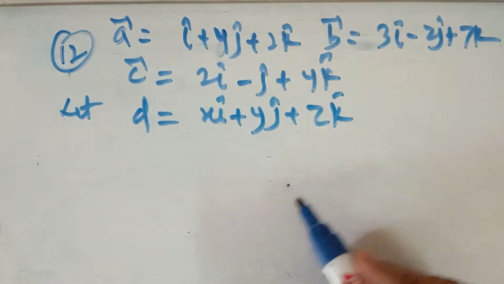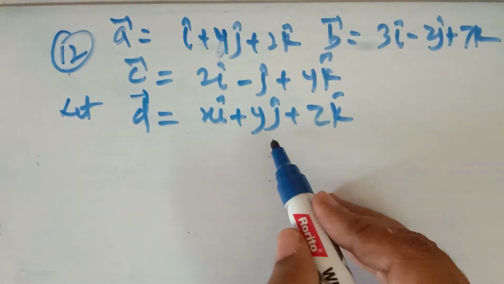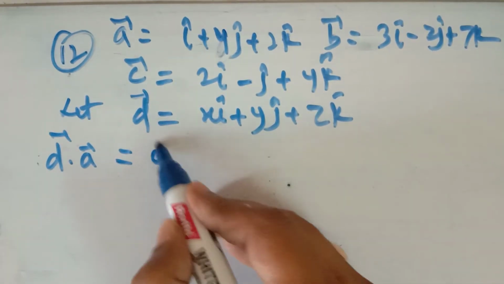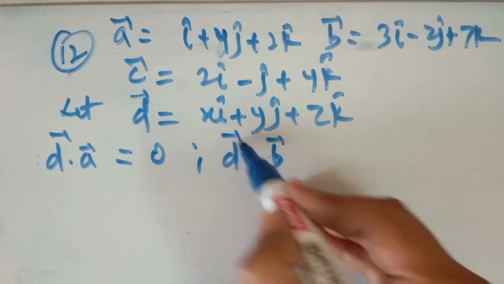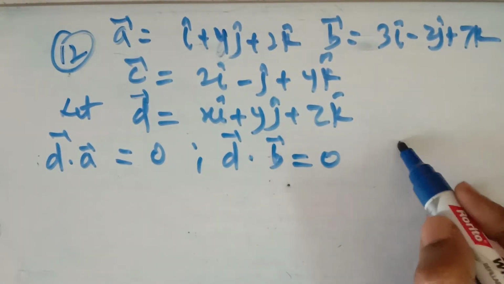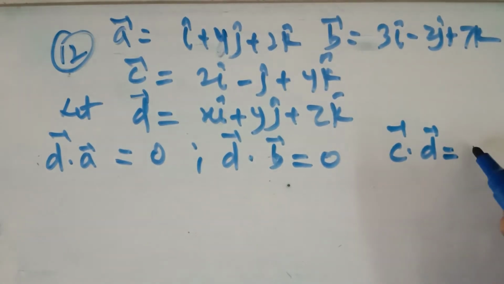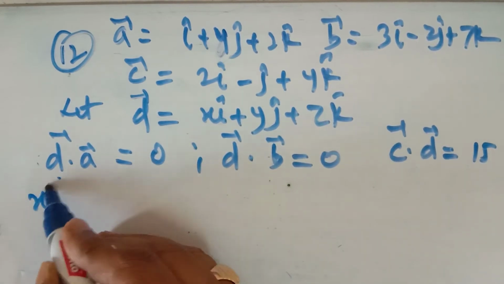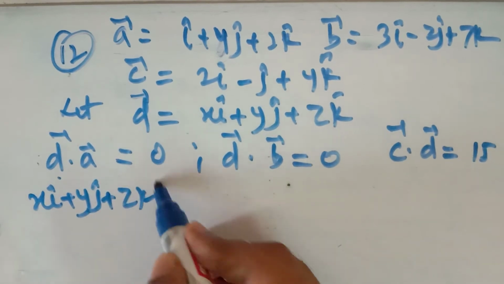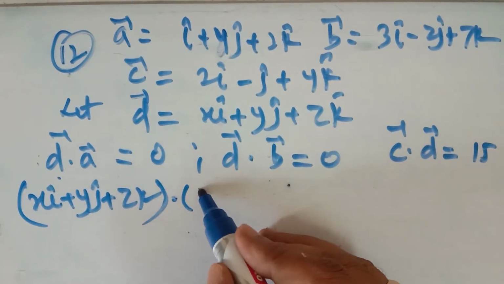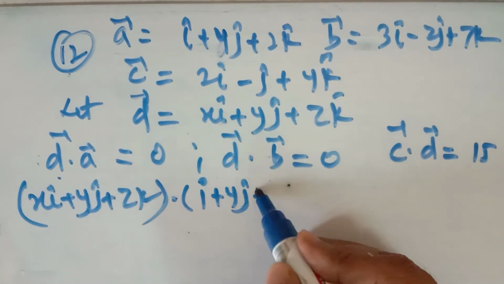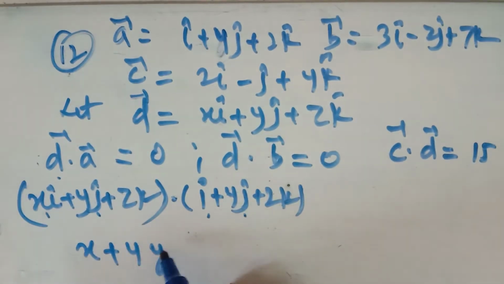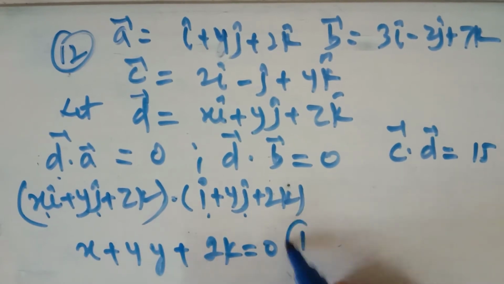I have let the required vector be D, which is perpendicular to both vectors A and B, that is D dot A is equal to 0, and it is also perpendicular to vector B, so D dot B is also equal to 0, and the third condition is given as C dot D. So the dot product of D and A will be xi plus yj plus zk dot i plus 4j plus 2k, which is equal to x plus 4y plus 2z equal to 0. This is equation number 1.